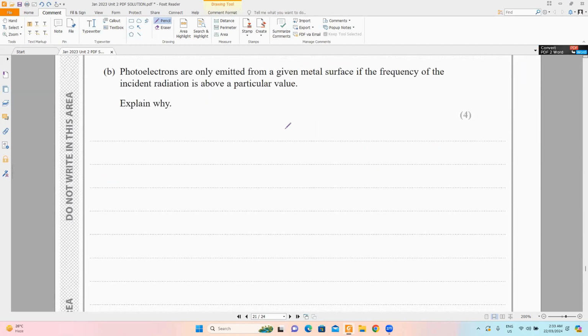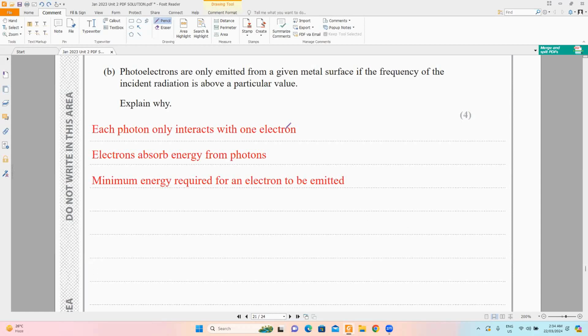For the next part, question says, photoelectrons are only emitted from a given metal surface if the frequency of the incident radiation is above a particular value. Always remember that one photon releases one electron. In other words, you can say each photon only interacts with one electron. So the electron absorbs the energy from the photons. A minimum energy is required for the electron to be emitted. And do you remember energy of the photon in terms of frequency according to E equals hf? Higher photon energy related to higher frequency. So frequency of radiation has to be above a particular value.